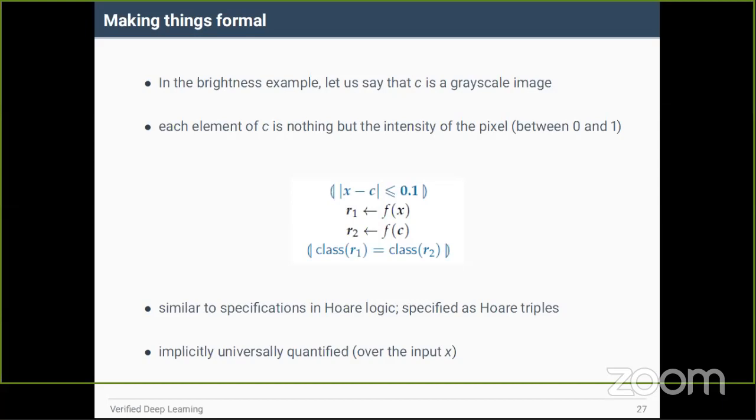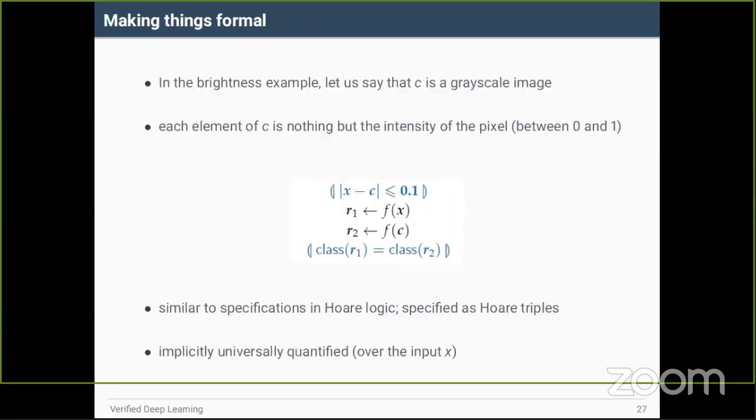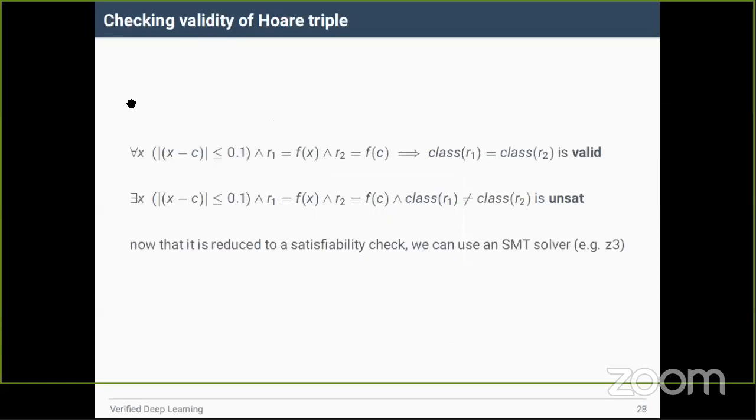Okay, so for all such inputs where the difference is not more than 10%, you want them to belong to the same class. So this is implicitly universally quantified over x. Now what do we mean by this Hoare triple? What do we mean by the correctness with respect to this Hoare triple? We mean this statement which I have written here.